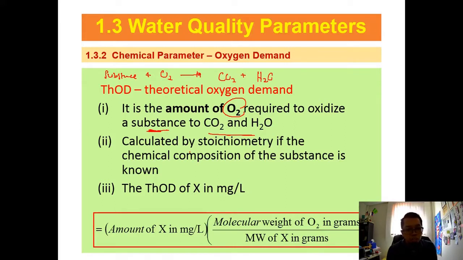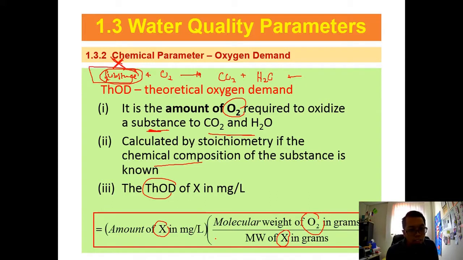So what is chemical composition? Because if we know what the substance is, we can compute using this reaction. Okay. After that, to compute the TOD, the amount of X is the substance, and the molecular weight of the oxygen. Substance, what is the molecule amount or concentration of the substance? This one is the molecular weight of the substance X here, and substance X here.